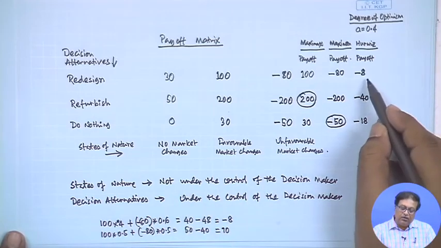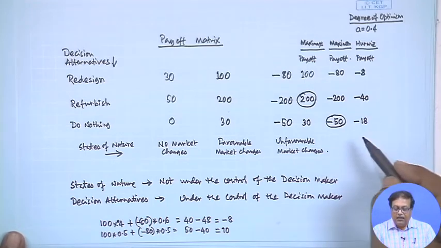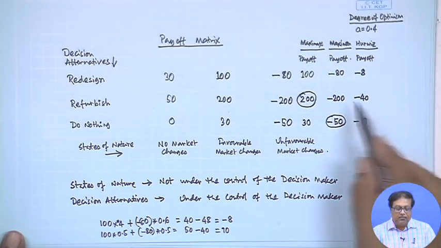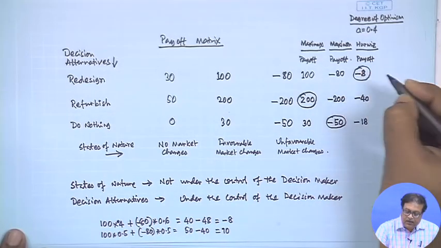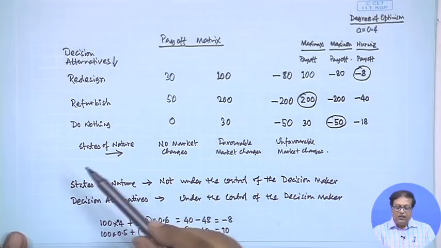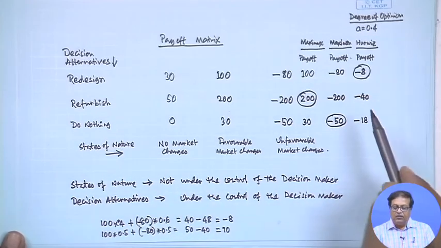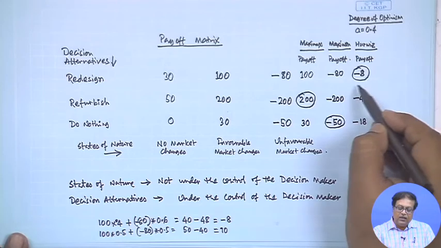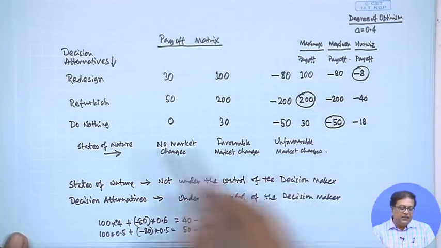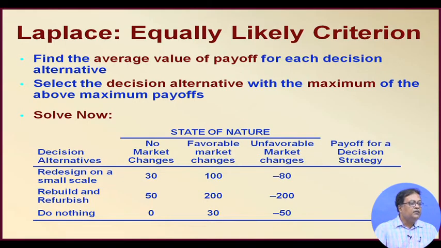Once we have all these three Hurwicz payoffs, we take the maximum of them. Which one is maximum? Minus 8. So we go for this particular payoff and the person may really go for redesign. So a person who is a Hurwicz operator with alpha equal to 0.4 would expect a payoff of minus 8 and go for redesign. The next one is known as the Laplace operator.